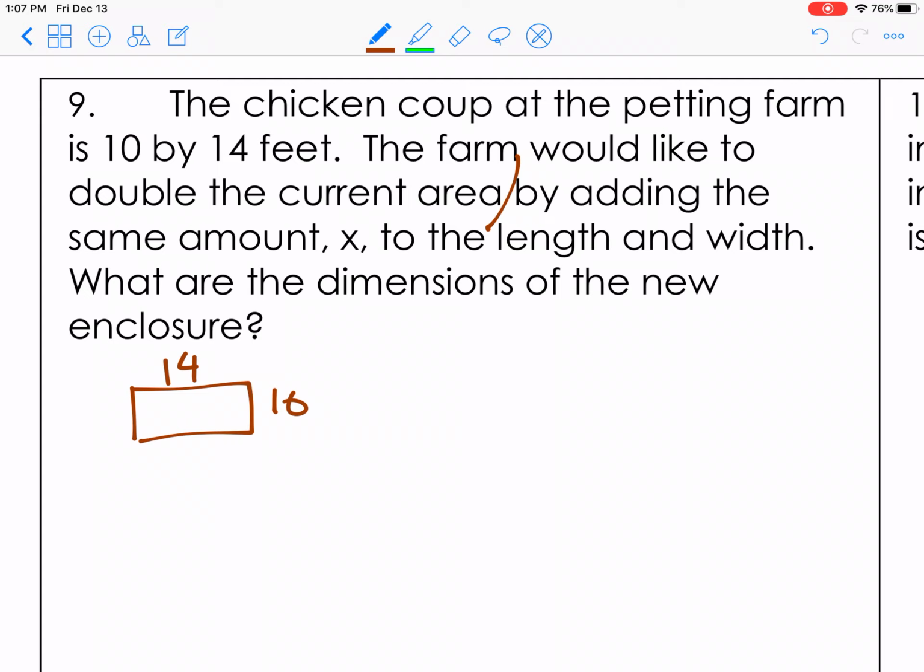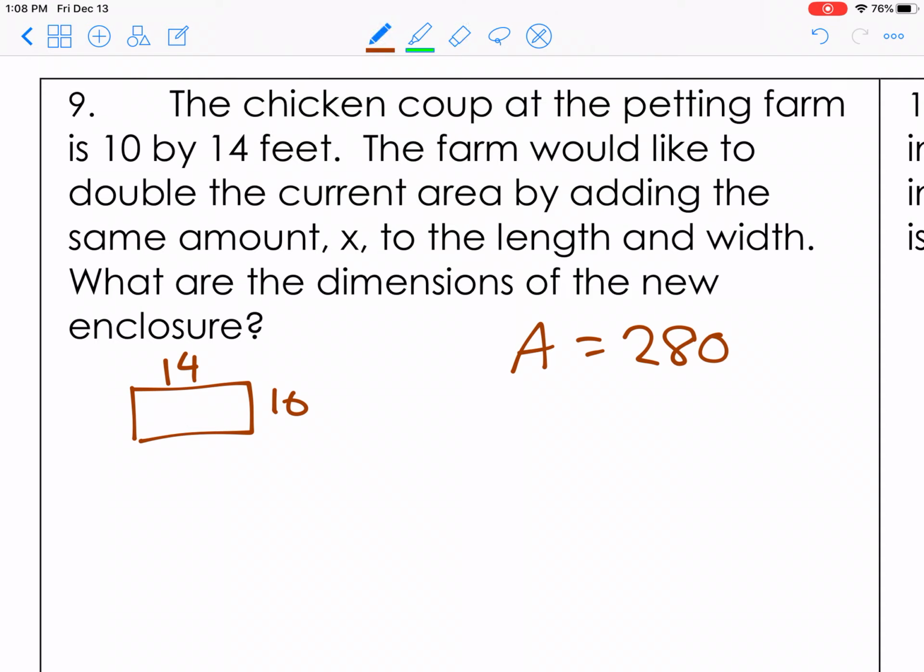I'm going to pause here. What's the current area? If the coop is 10 by 14, then the area is 140, right? If they want to double the current area, that means times it by 2. So that would mean the new area is going to be 140 times 2, which is 280. Okay, let's go back to the story and see what we get.